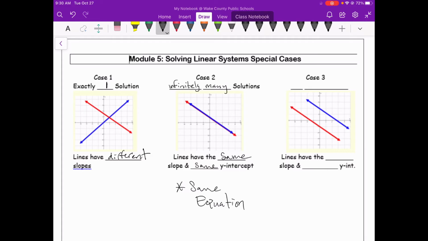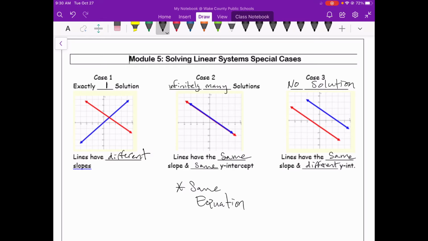Then case three is this parallel scenario where the lines don't touch. They never intersect, which means they don't have any points in common, which means that they have no solution to their system. There is no point that is shared. So the lines have the same slope, which guarantees that they're behaving the same way, but they have different y-intercepts, indicating that they're crossing the y-axis in a different location.